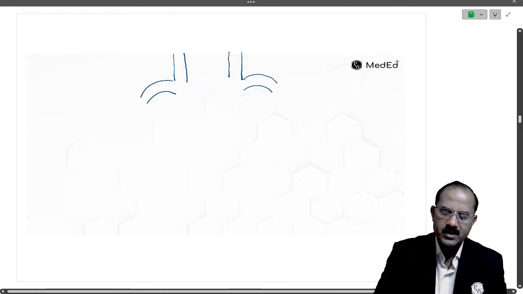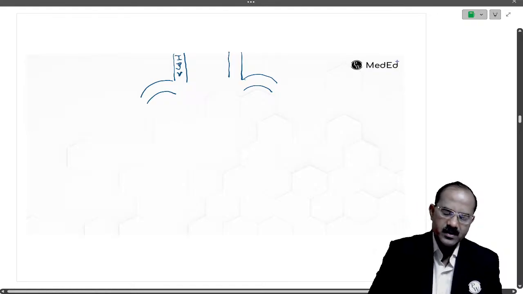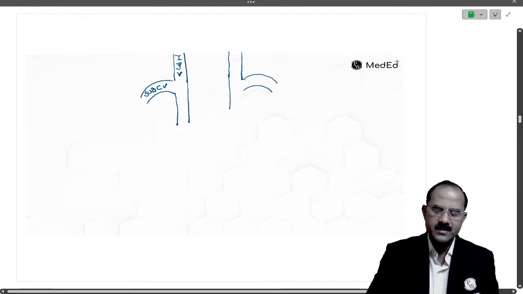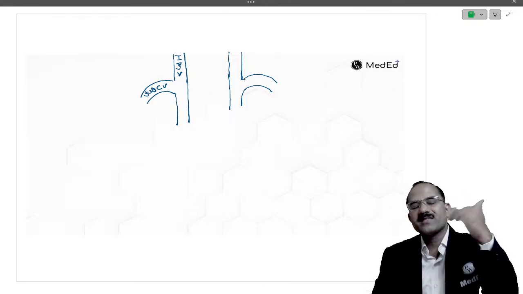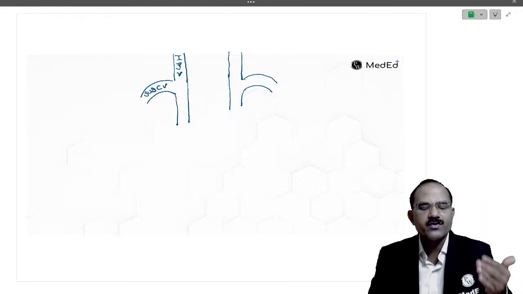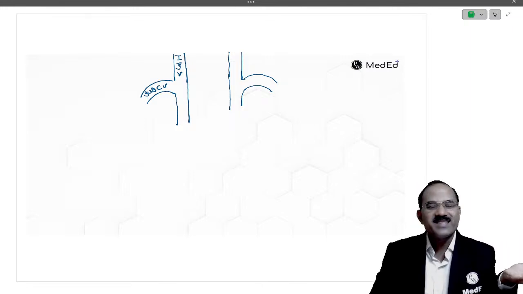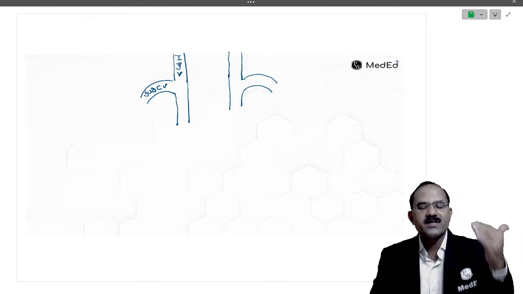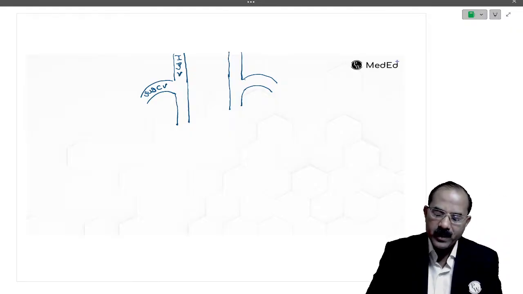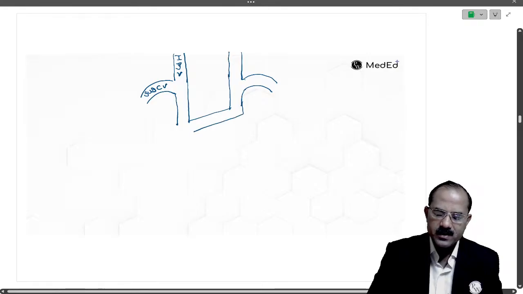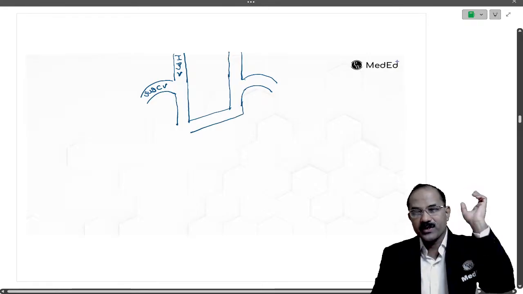Can anyone tell me what is this vein coming from the neck? Internal jugular vein. What is this vein coming from the upper limb? That's the subclavian vein. The internal jugular and the subclavian vein join to form a vein here. What's the name of the vein? Brachiocephalic vein. Very good. The right and the left brachiocephalic veins. The left brachiocephalic vein is longer. That is embryological in origin. We'll see this later.